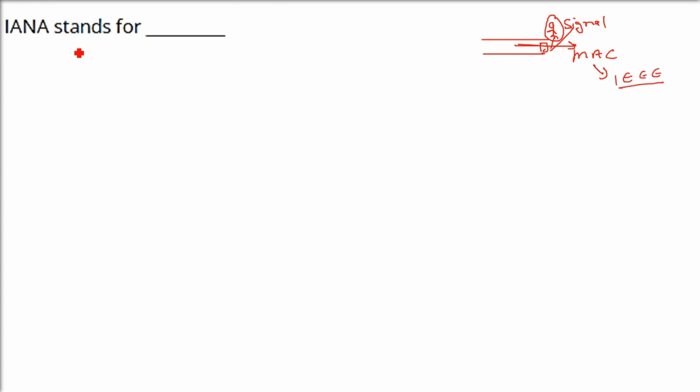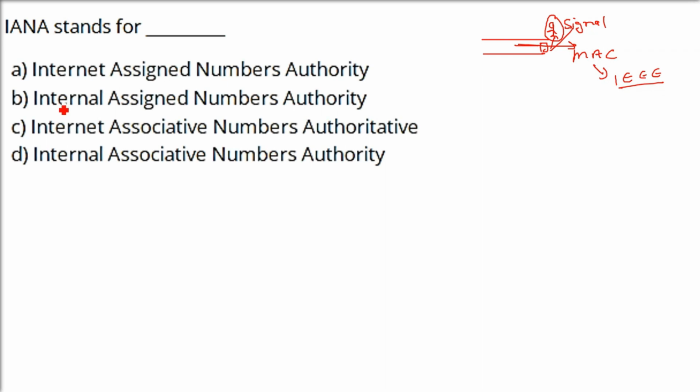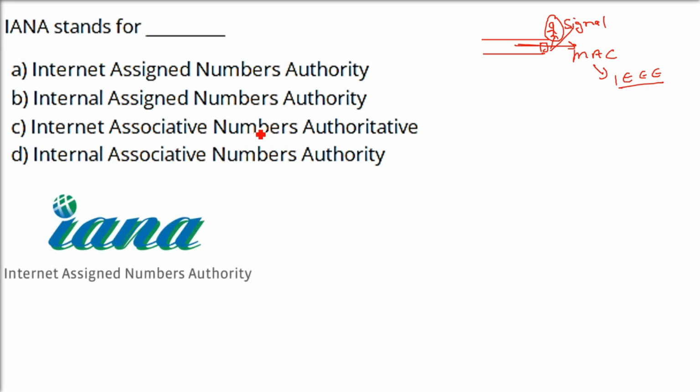So what about the IP address? Who is going to govern that? It is IANA. Now, what does IANA stand for? I'll show you the logo and you will answer by yourself. This IANA is Internet Assigned Numbers Authority. Internet Assigned Numbers Authority, IANA. All these are similar, but the answer will be Internet Assigned Numbers Authority.